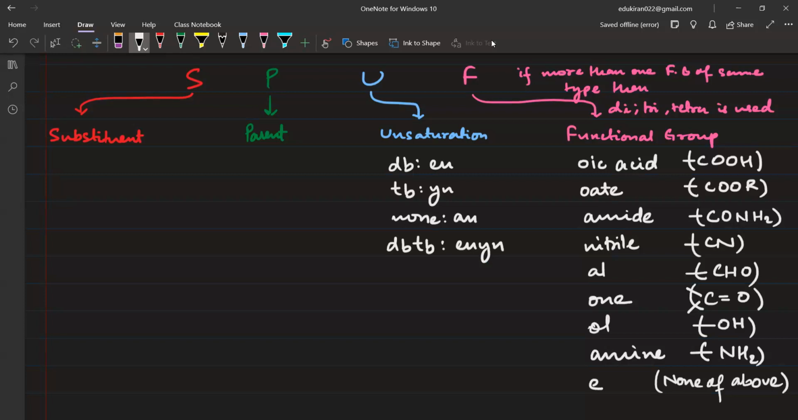En for double bond and yn for triple bond. If, let us suppose, you have two double bonds and one triple bond, then how many double bonds? Two. You will write dien, yn. If you have one double bond and two triple bonds, then you are going to write en, diyn. All of you understood this? Yes or no? Please tell me. Yes, sir. So did everyone understand? We should write E, right? No.